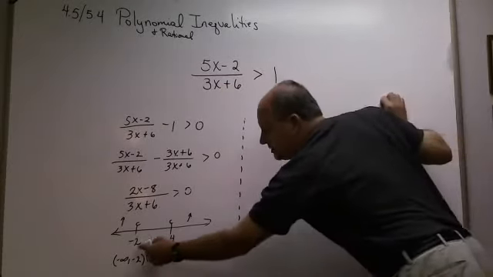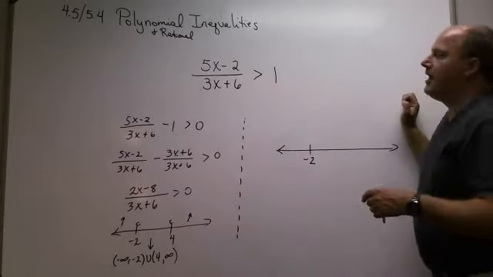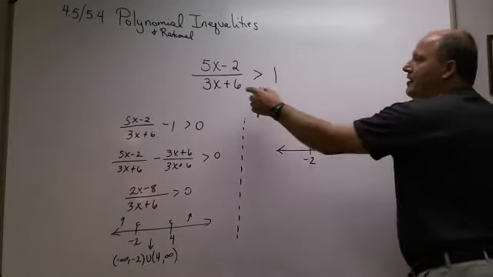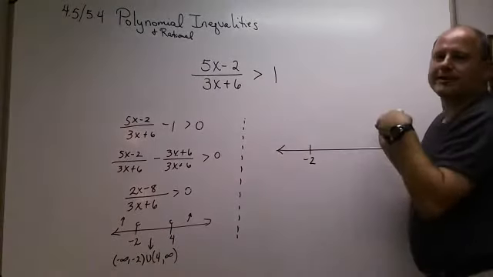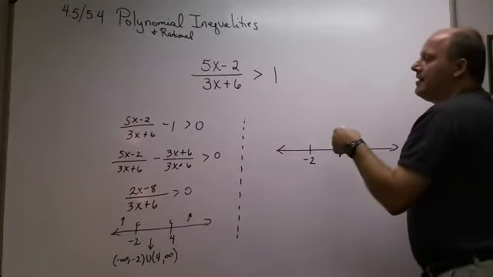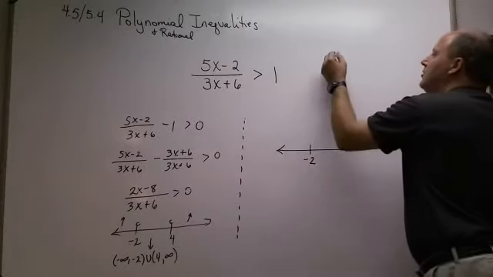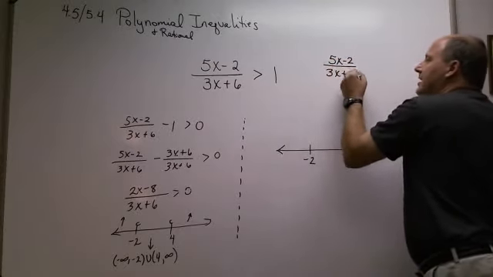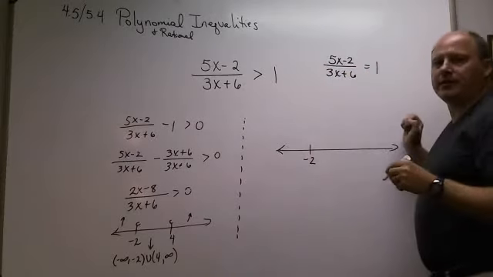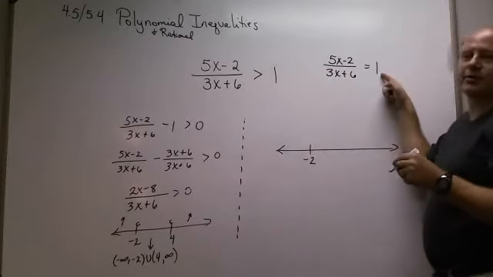So that's not going to change at -2. You can't just multiply by the 3x plus 6 when it's an inequality, because you don't know what the value of 3x plus 6 is. So to find the other intercept, you solve this equation, (5x minus 2) over (3x plus 6) equal to 1, not greater than 1, because now you can move the 3x plus 6 over.